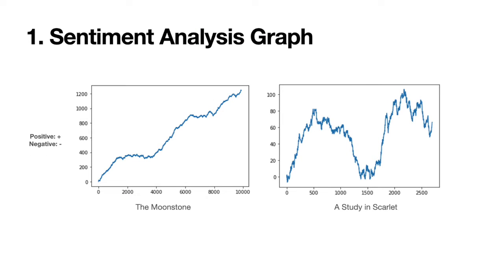I draw one sentiment analysis graph for each novel. When it comes to positive sentiment, I gave plus points. When it comes to negative sentiment, I gave minus points. So this is the Moonstone graph, and this is the A Study in Scarlet graph.